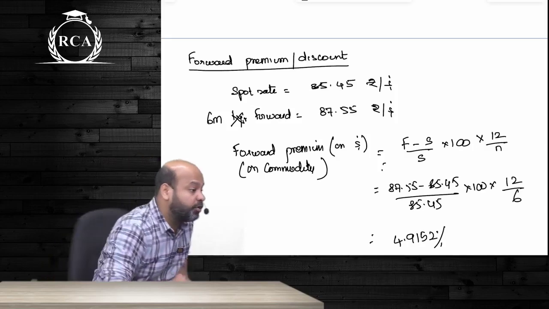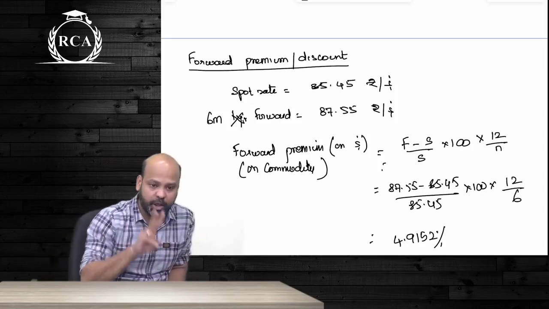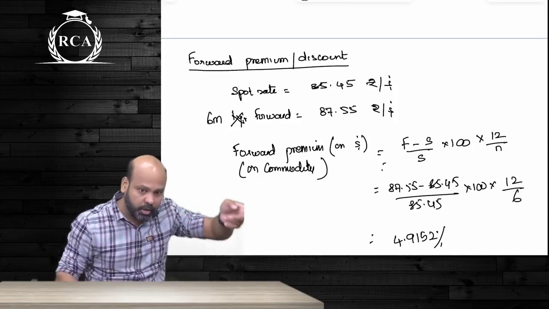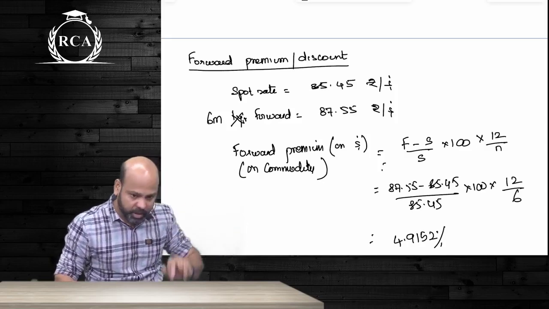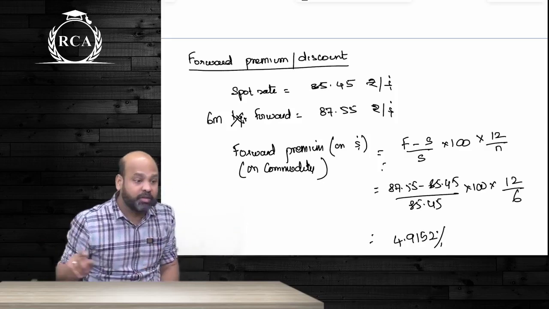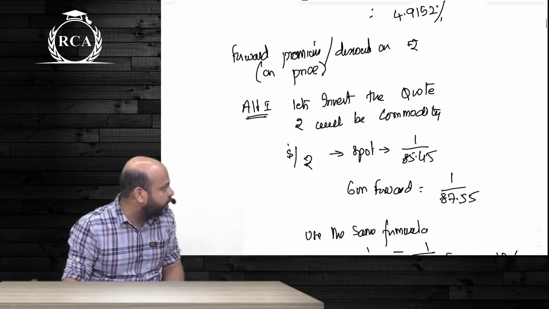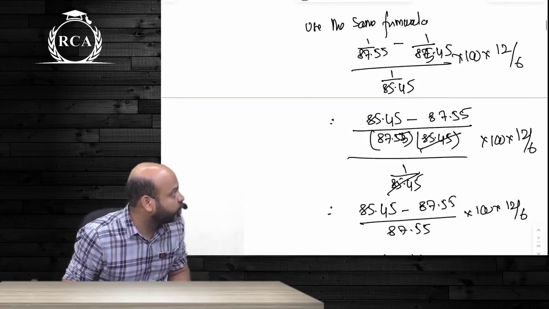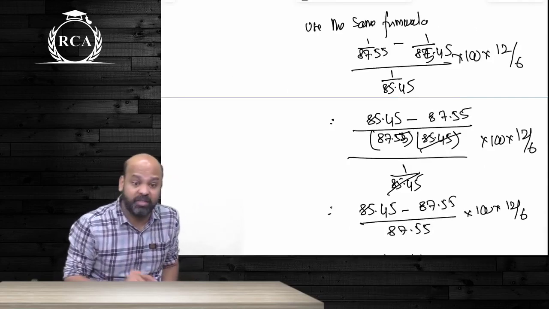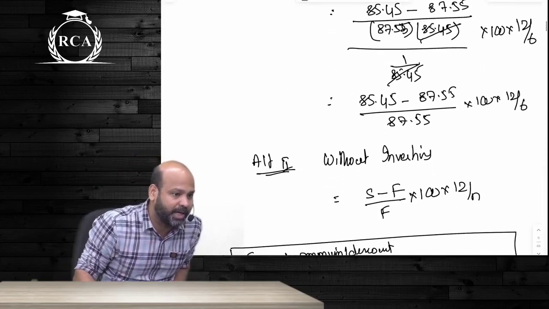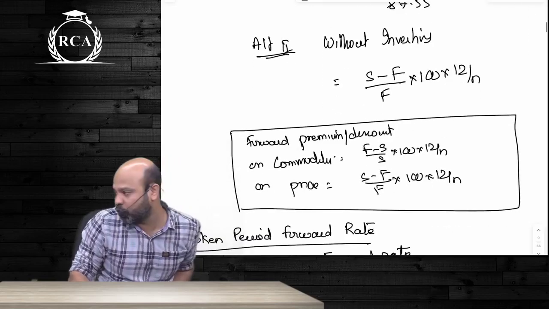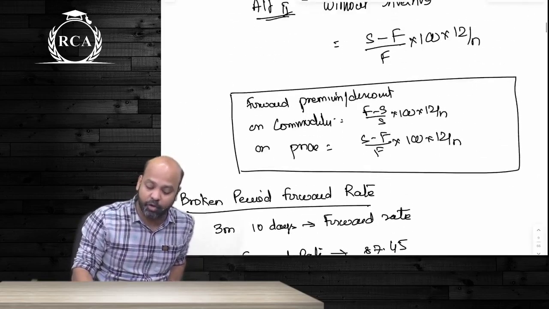If they give us forward premium or discount on price, there are two ways. Either invert the quote, make price as the commodity, guys, or simply write S minus F divided by F into 100 into 12 by N. I gave the logic for this formula, beta, in your concept notes. S minus F divided by F. That will directly give us what is the forward premium or discount, guys, on price.